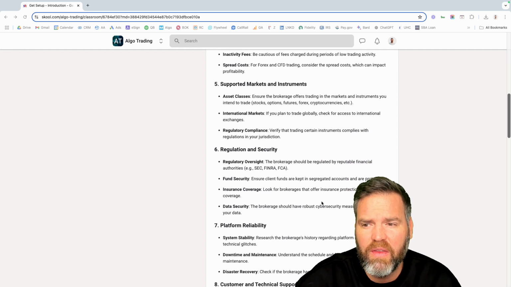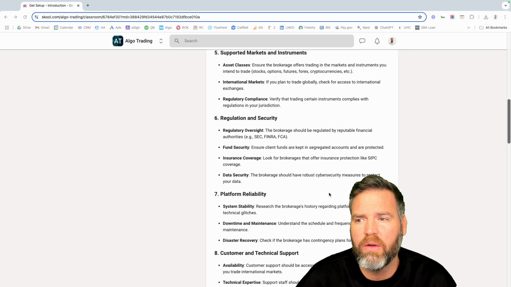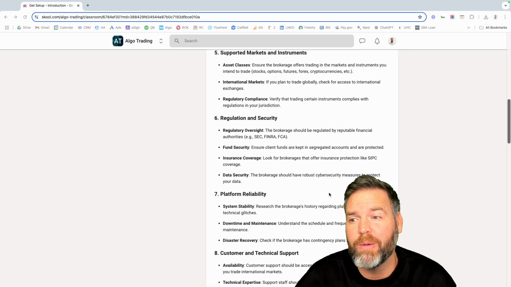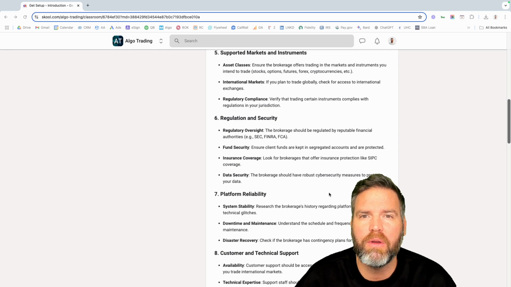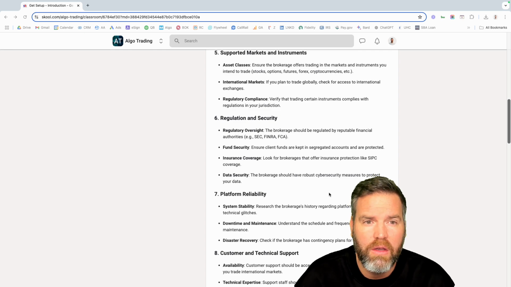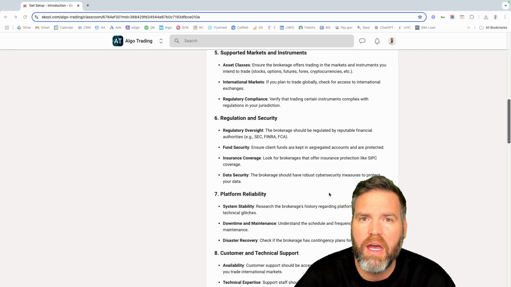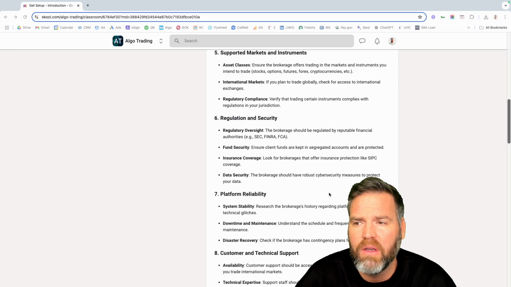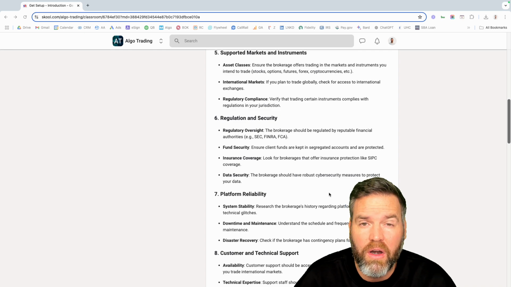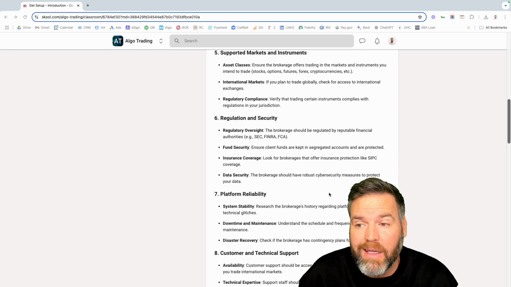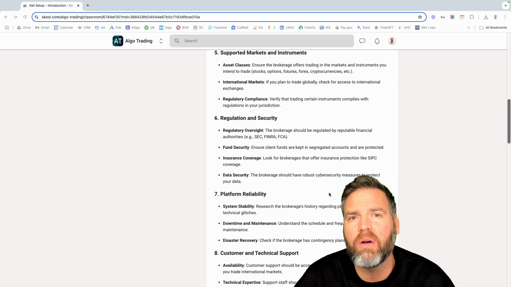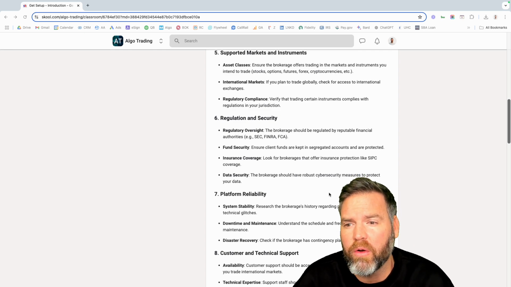Regulation and security. Obviously, in the U.S., we have the SEC and FINRA. The brokers should be regulated by reputable financial authorities. I agree with that. I chose Interactive Brokers, which is a pretty large reputable brokerage that has a highly supported API, but it's also regulated by all of these financial institutions. So there are a lot of brokerages out there, and some of them may be very new and some of them may be under-regulated, and that can be a little bit scary. So definitely best to choose a reputable broker.